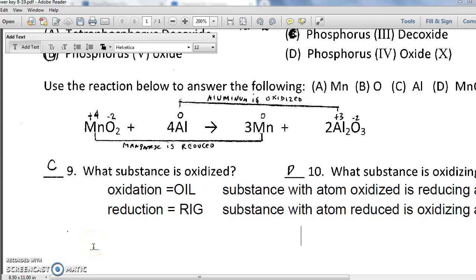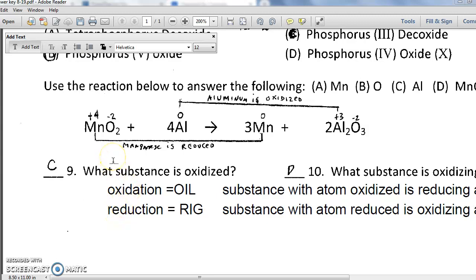All right, ladies and gentlemen, now for a little help on our last two questions of the 8-19 quiz. This is a very, very important section. You do need to completely understand how an oxidation reduction reaction works and how you can identify it. And you need to know what the terms oxidation, reduction, oxidizing agent, and reducing agent mean. Those are terms that you need to have a working understanding of.